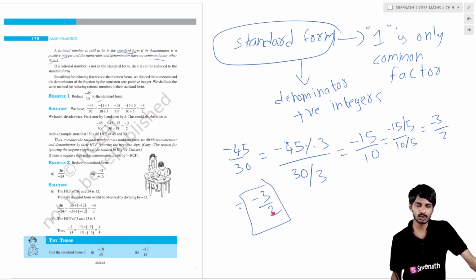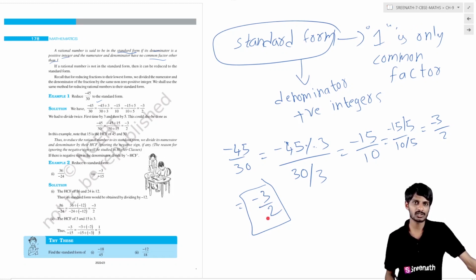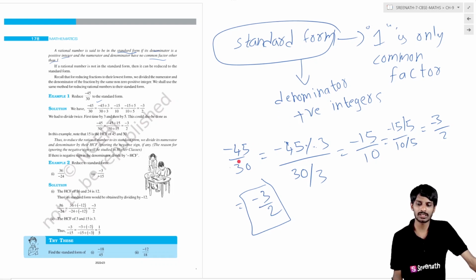So do 3 and 2 have any other common factors except 1? No. 1 is the only common factor. So this is satisfied. And another thing is the denominator is a positive integer. So this is in the standard form, but this other one is not in the standard form. Why? Because even though it has a positive denominator, it has common factors other than 1. But this one does not have any common factors. So in this way you can reduce any rational number into standard form.